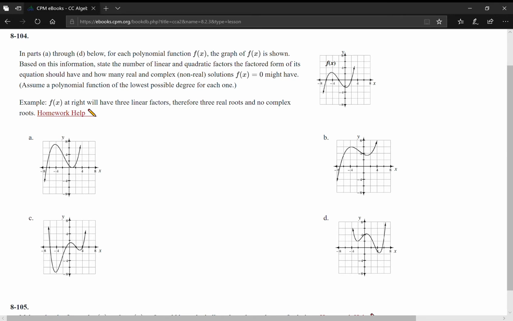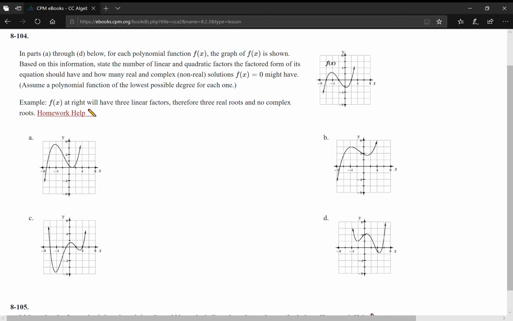It is problem 104 from lesson, I think it's 832, and it talks about polynomial behavior. It says in parts A through D, for each polynomial function f of x, now we have the polynomials graphed for each problem. State the number of linear and quadratic factors for the factored form of its equation.